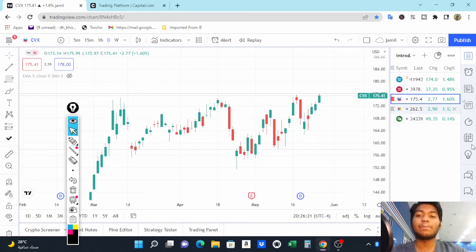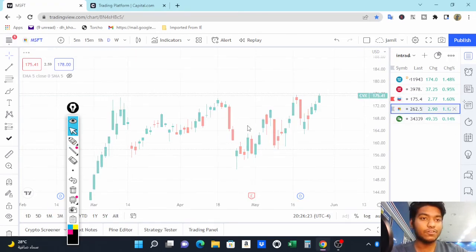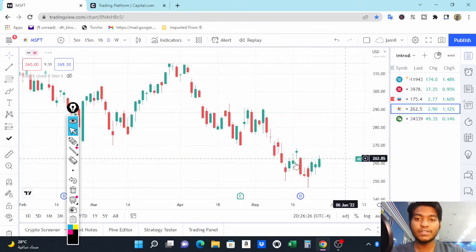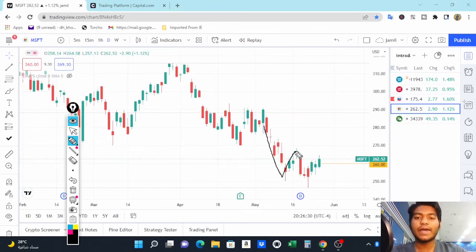The second stock is going to be Microsoft. It's also for buying tomorrow. You can see here it's a downtrend. First a pullback, then sellers try to sell again, then buyers sustain on the higher side. So no doubt, 263 is going to be our buying price.